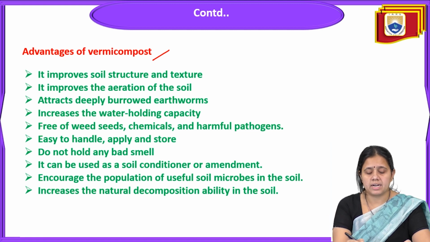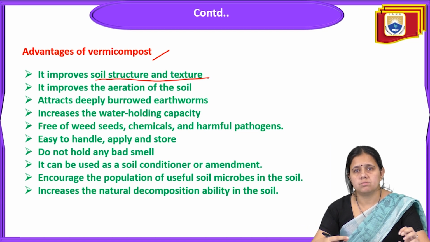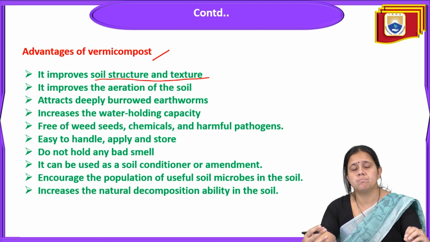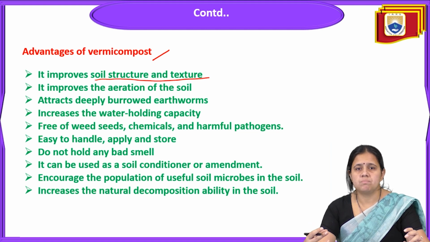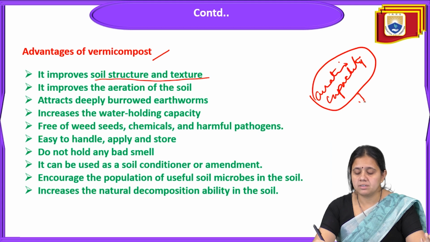So first thing is that it improves soil structure and soil texture. With adding the vermicompost into the soil, into the field, it is going to improve the structure and texture of the soil. It also improves the aeration of the soil, so aeration capacity will increase. In this way the soil will become more fertile, so the fertility of the soil is increased.